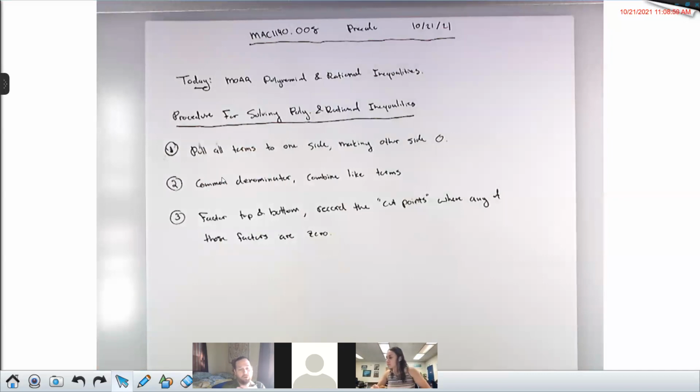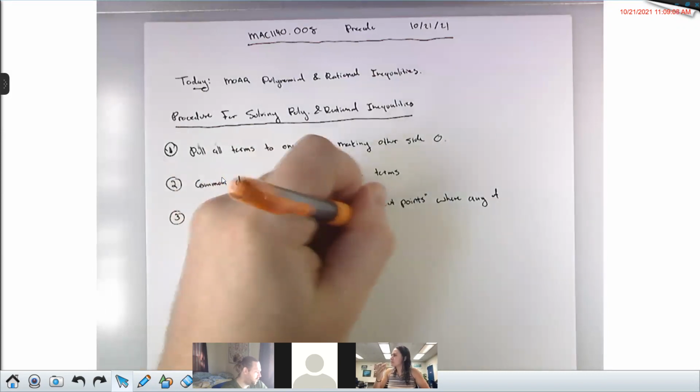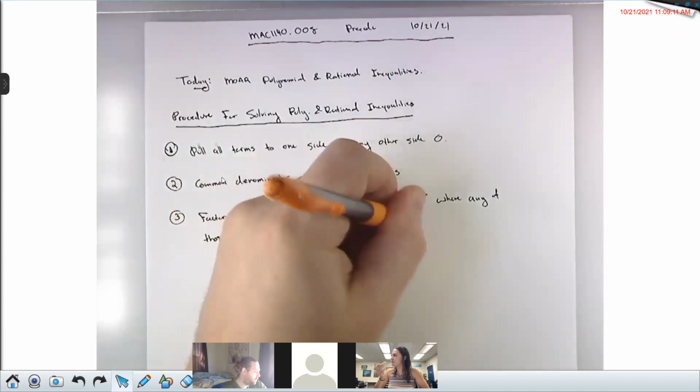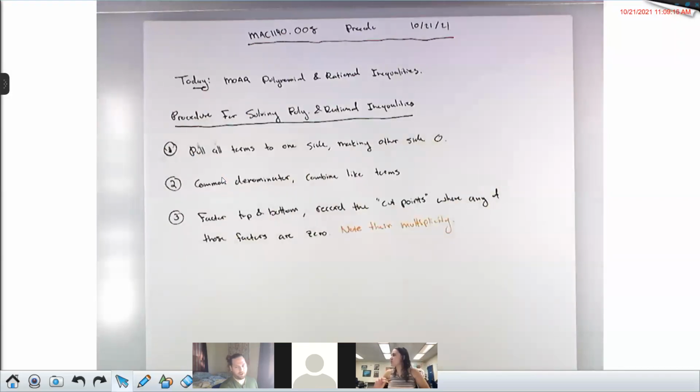In other words, what we're doing here is we're hunting for x-intercepts and vertical asymptotes. And I'm going to add here that you should note their multiplicity. Just like when we're graphing a rational function, we want the multiplicity of the x-intercepts and the multiplicity of the vertical asymptotes. Same thing is true here. When we're trying to solve an inequality involving those functions, we want to make sure we know the multiplicity of those x-intercepts and vertical asymptotes, the thing your book calls cut points.